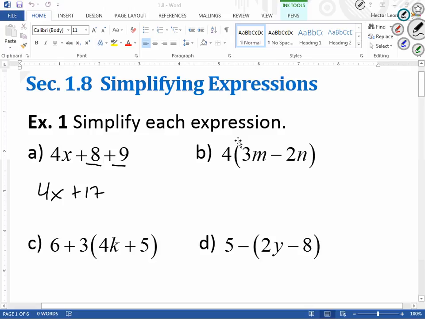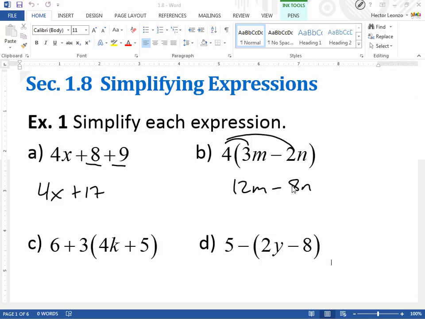For my example B, we've talked about the distributive property. I'm going to multiply the 4 to the terms on the inside. So I'm going to have 12m minus 8n. Because they have different letters, an m and an n, I'm not going to be able to combine them. I'm just going to leave it at that.